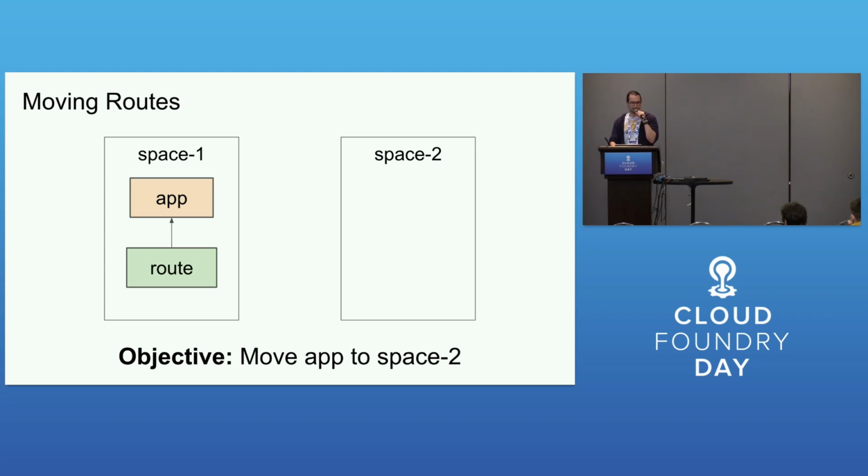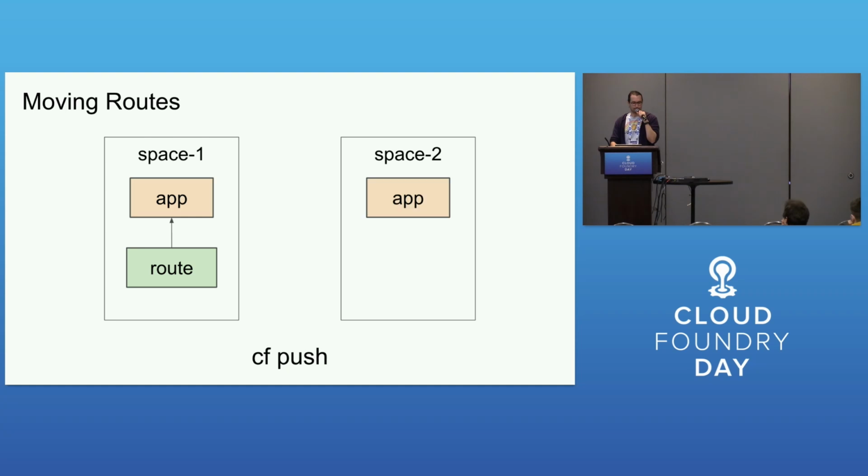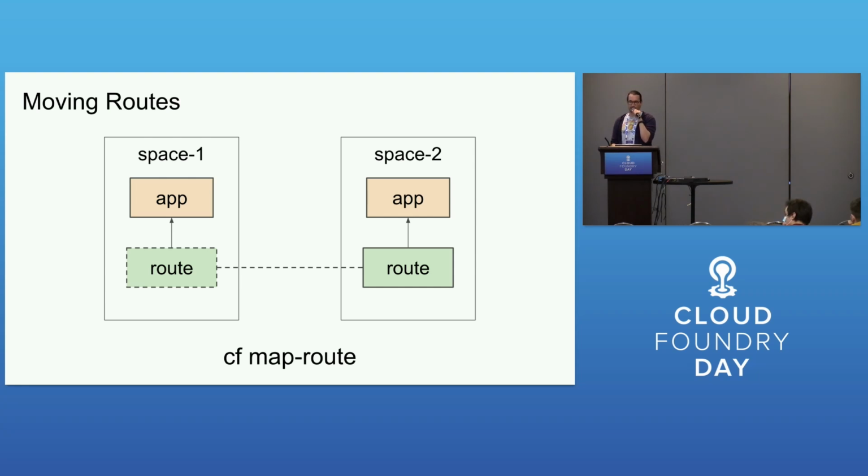So our objective is to move the app from space 1 to space 2, no downtime. So the first thing we do is we push a copy of that app into space 2. We then use CF share route to share that route over to space 2. So now the route is available in both spaces. We then use the CF move route command to make it so that the route is now based out of space 2 and shared into space 1 instead of vice versa. We then map the route to the copy of the app that's in space 2. So at this point, that route will balance traffic across both instances of the app.